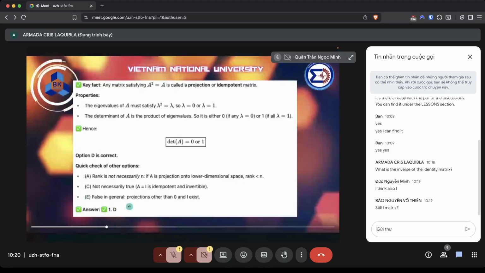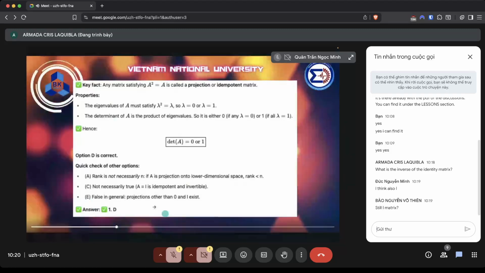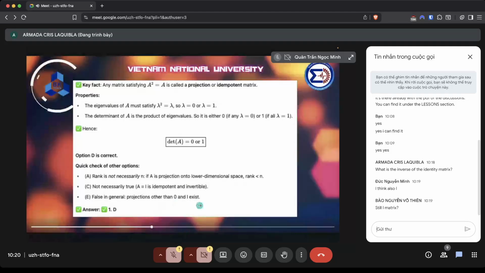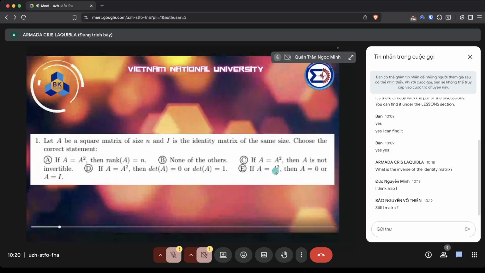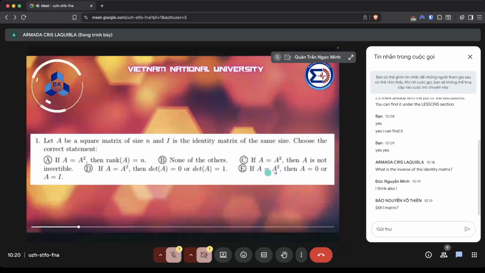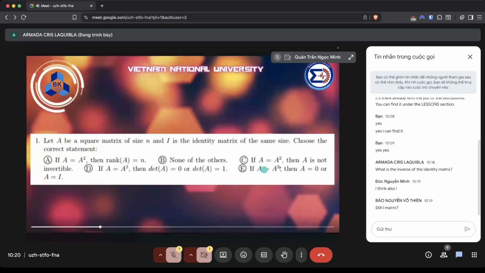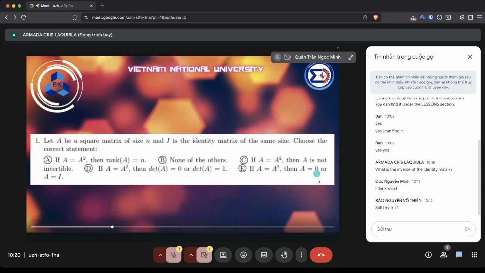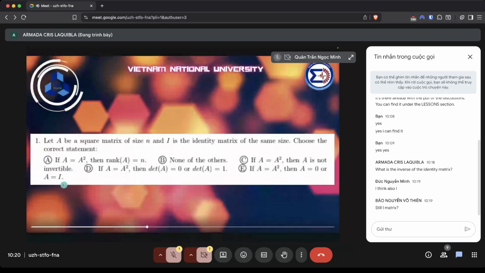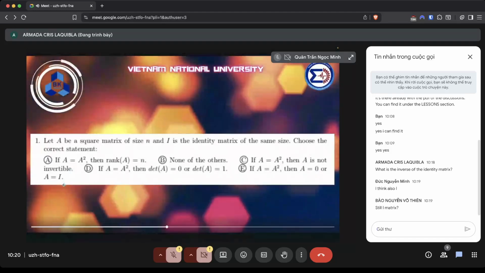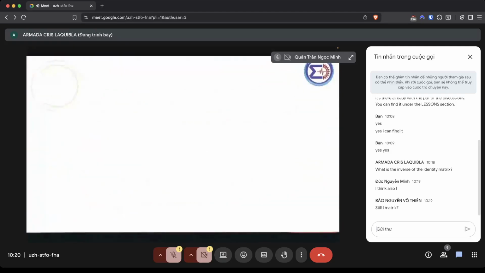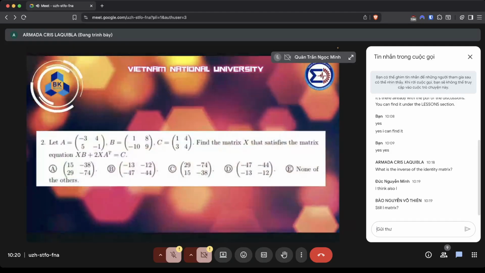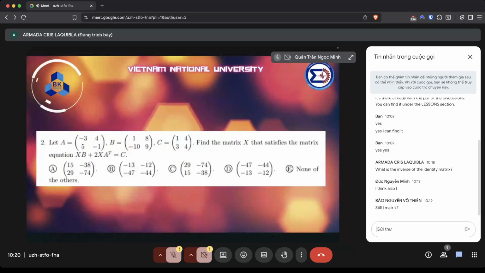Next, E. False in general. Projections other than 0 and I exist. So it says there that there exist other A's, class, that when you square them, they are equal. It's not only A equal to 0 and A equal to I. And I told you that already, right? There are some other matrices that when you square them, they are the same as themselves.